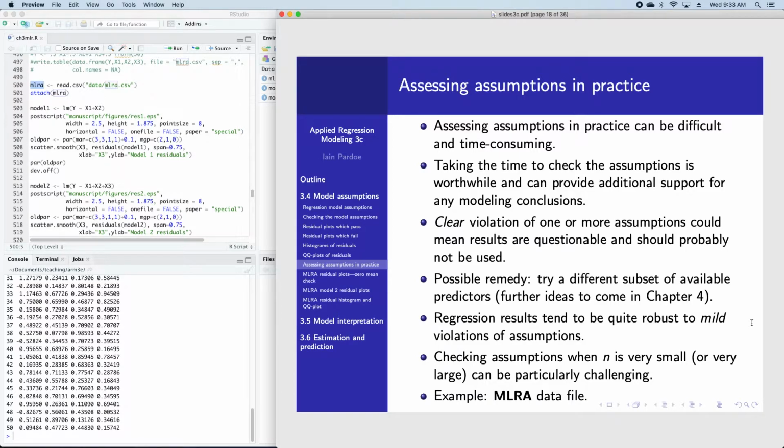Remedies we'll talk about in chapter 4. For now, one remedy is to just try a different subset of the available predictors, and we'll see an example of how we can remedy a problem in the example that I'll run through in the next few slides. One thing that's a little bit reassuring here is that regression results tend to be quite robust to mild violations of the assumptions. So as long as we're not violating the assumptions too much, we can usually get away with it.